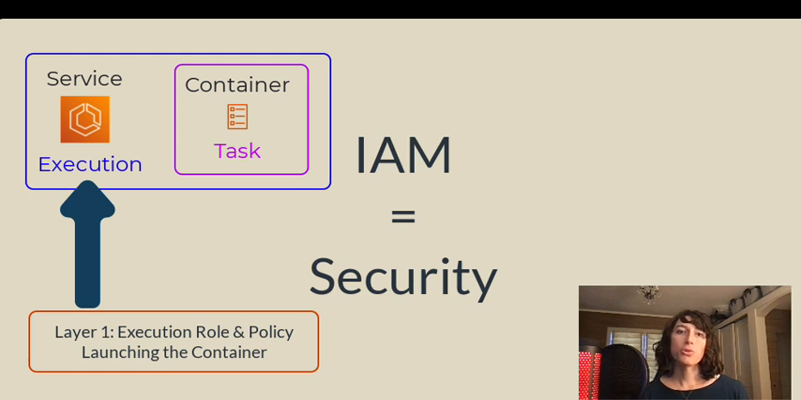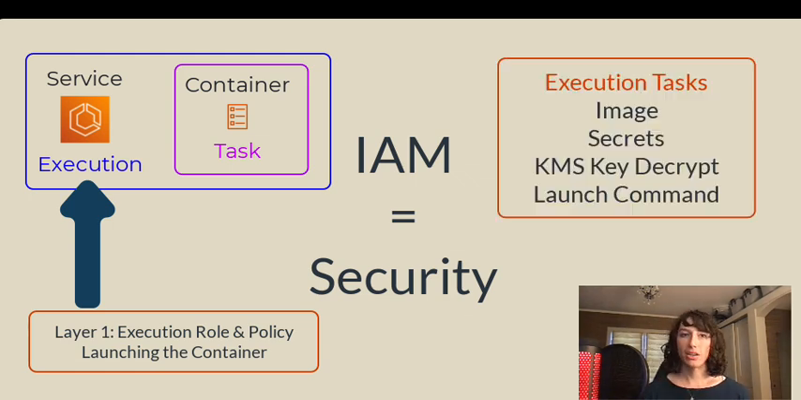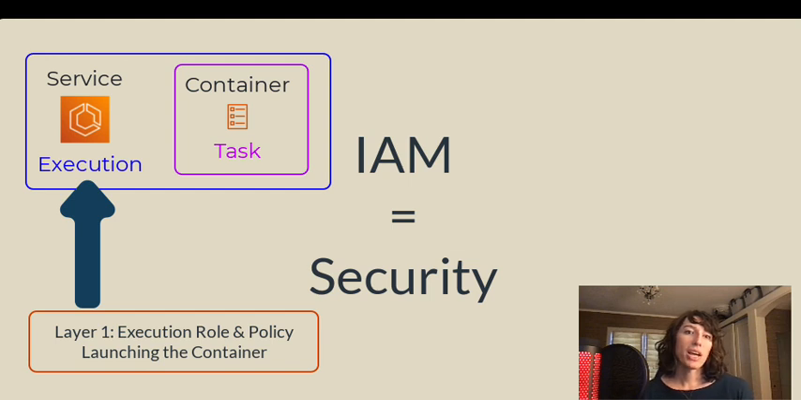This IAM role is used to gather all the information needed to launch the container. So common items at this layer are the actual image that's stored in ECR, a container registry, any secrets stored in Secrets Manager, any keys stored in KMS that are used to encrypt those secrets, everything needed to launch the container on the outside.